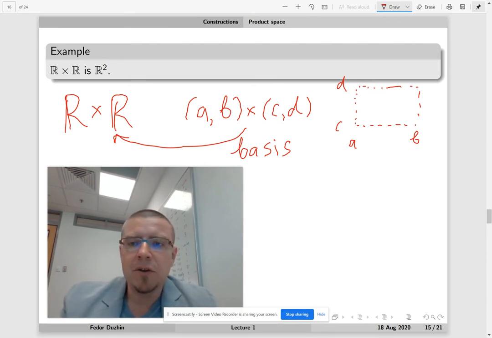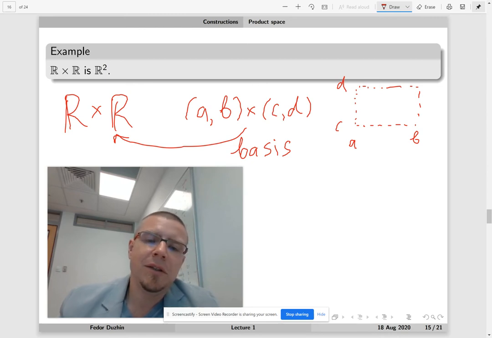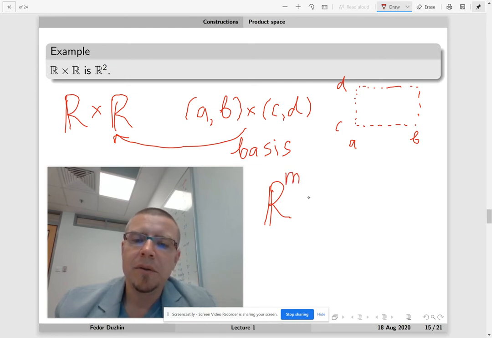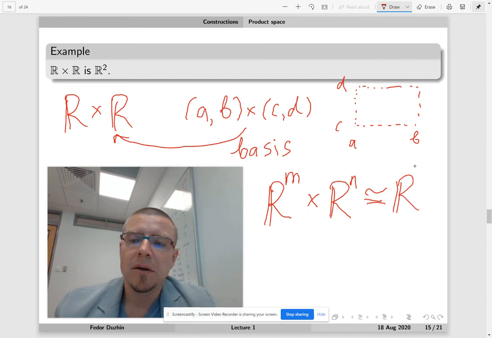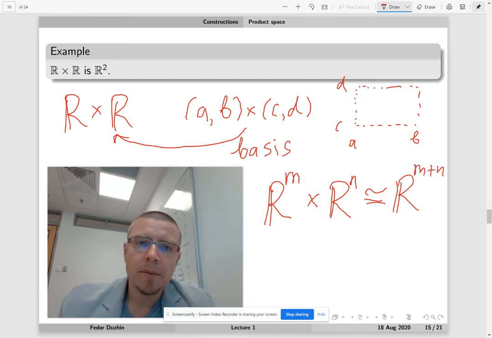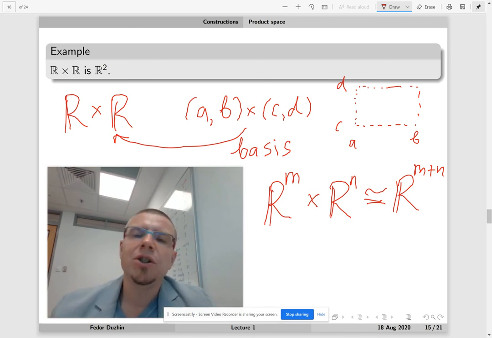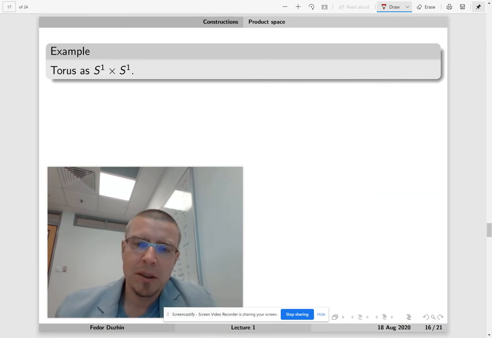And it is not hard to see that more generally, if you take R^m cross R^n, then what you will get is actually the same as R^(m+n). So my point is that the intuition here is consistent with our common sense.